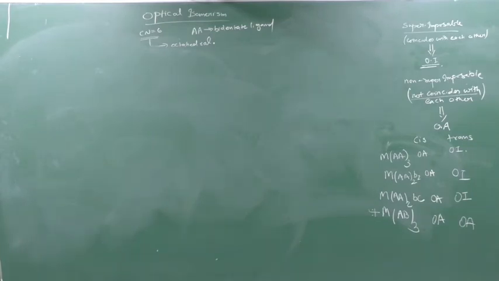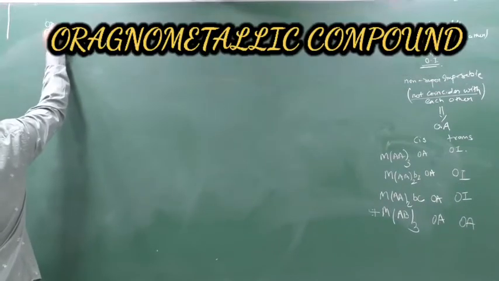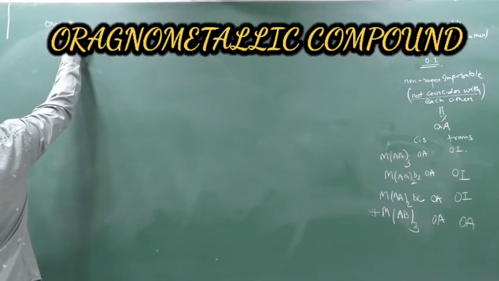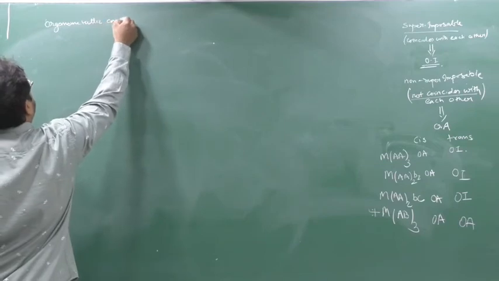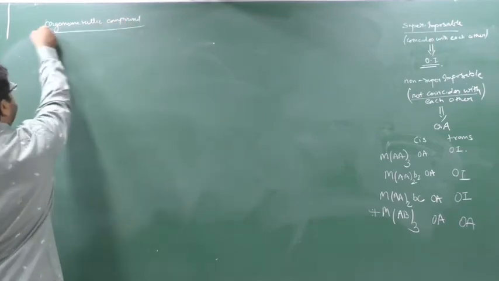Done this portion. Okay, so remember this, MA3B3, both are optically active. Next I will go with a very small topic, that is organometallic bond and compound. I will show you certain definition and example, and then we will move to the electronic configuration. So what does the definition actually say?